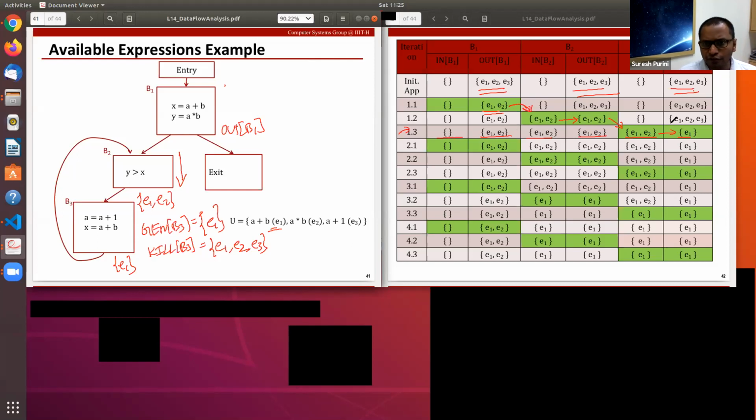And again, on the idea of convergence, these sets are monotonically increasing. There are only a finite number of expressions in the program, so the size of these sets is finite. They cannot keep on increasing. So this algorithm has to terminate.